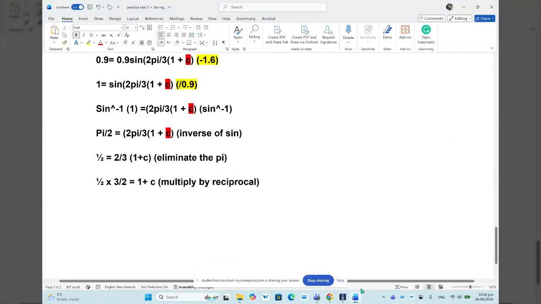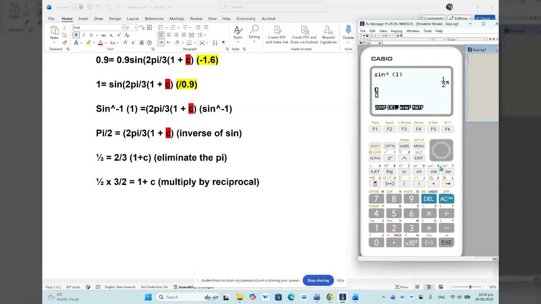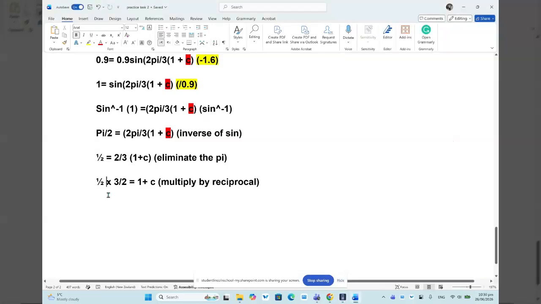So we do that in our calculator. We're going to have a half times 3 over 2. Is it going to type or what? 2? No. Oh, this calculator sucks. 2. 3/4. Perfect. So we've got 3/4 equals 1 plus c.